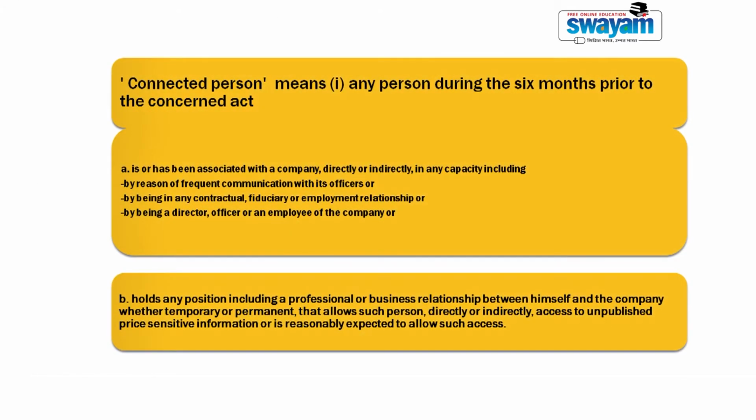Now, under 2015 regulations, the connected person means any person who, during the 6 months prior to the concerned act, has a relationship or is connected with the company, has been associated with the company either directly or indirectly in any capacity, which may include his frequent communication with the officers of the company, any contractual or fiduciary or employment relationship with the company, or he being a director, officer or employee of the company.